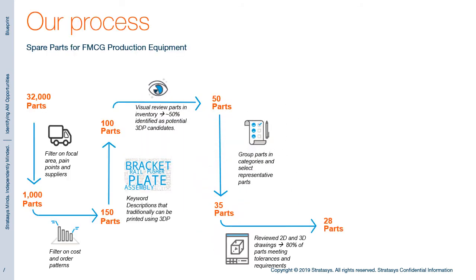In our particular example, once we looked at all the 2D and 3D drawings, we realized that about 80% of the parts were printable, and we had the suitable material and process for them to be printed. That's about 28 parts that we know are technically feasible. Now let's look at whether they would be economically viable.